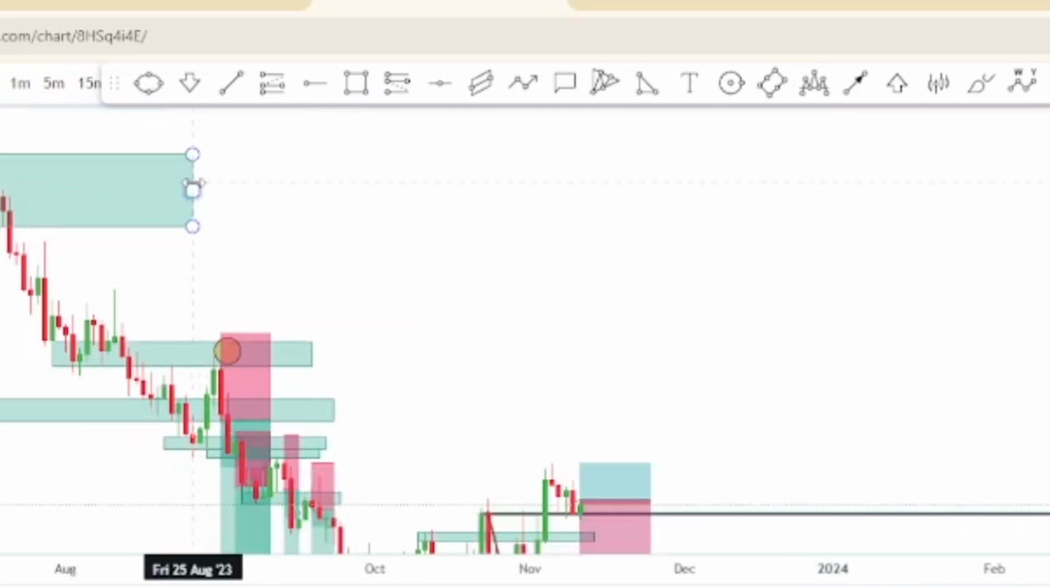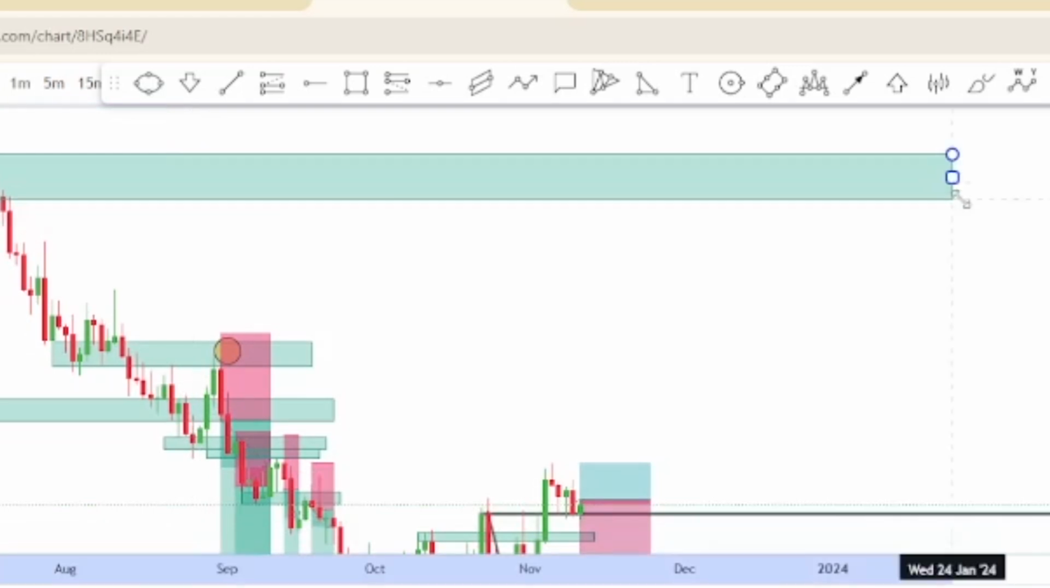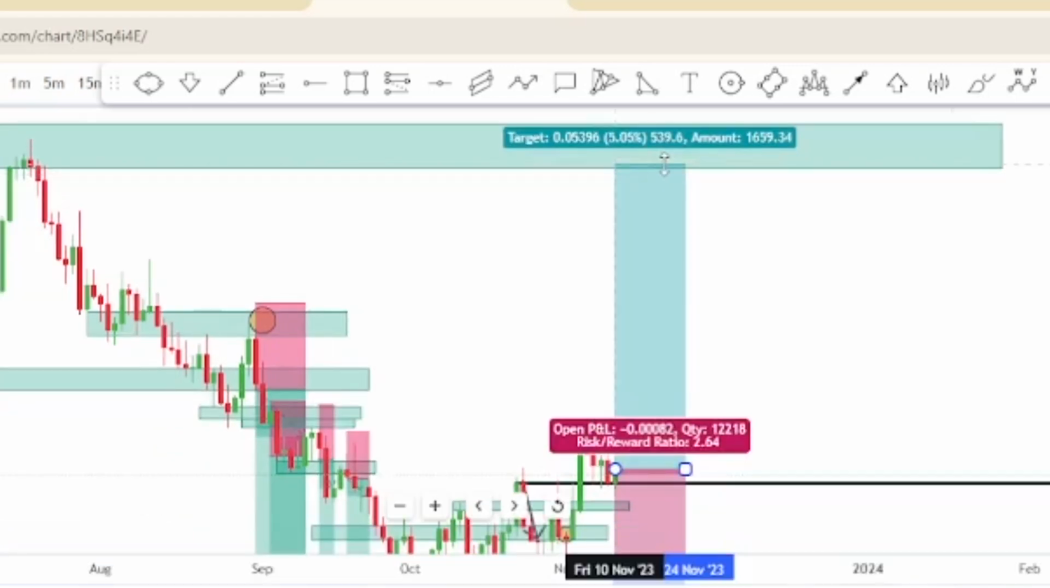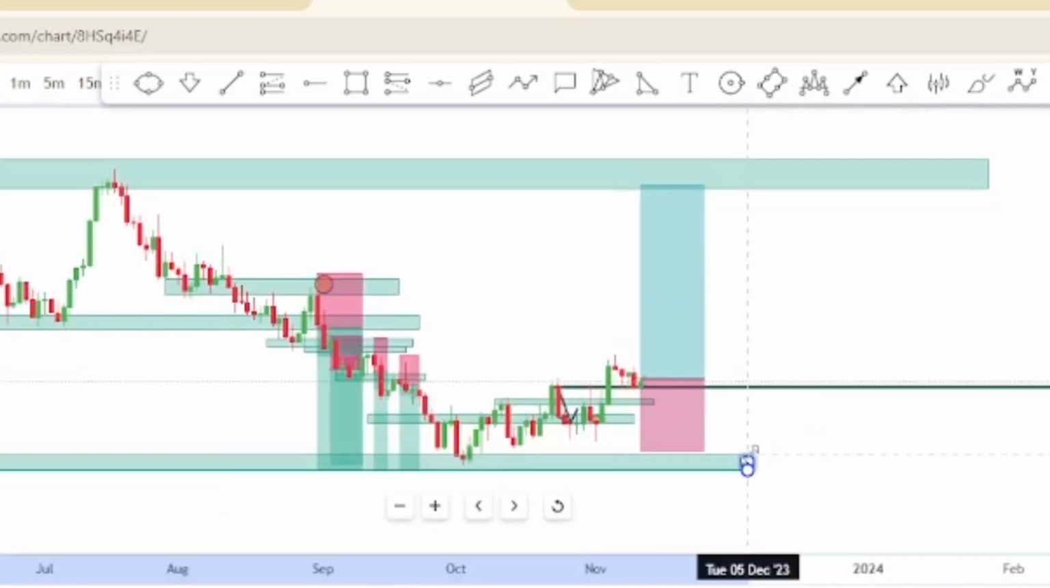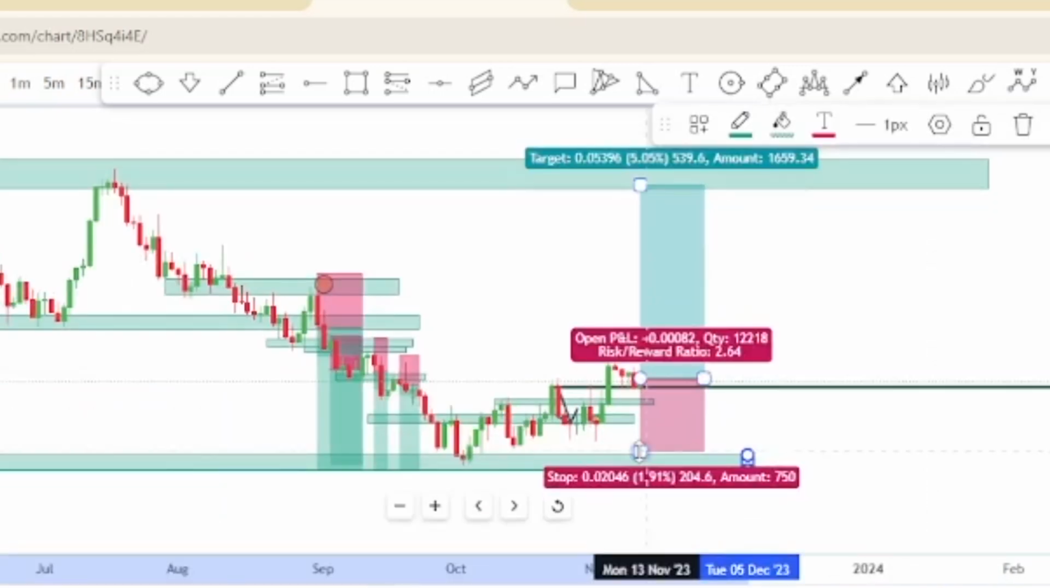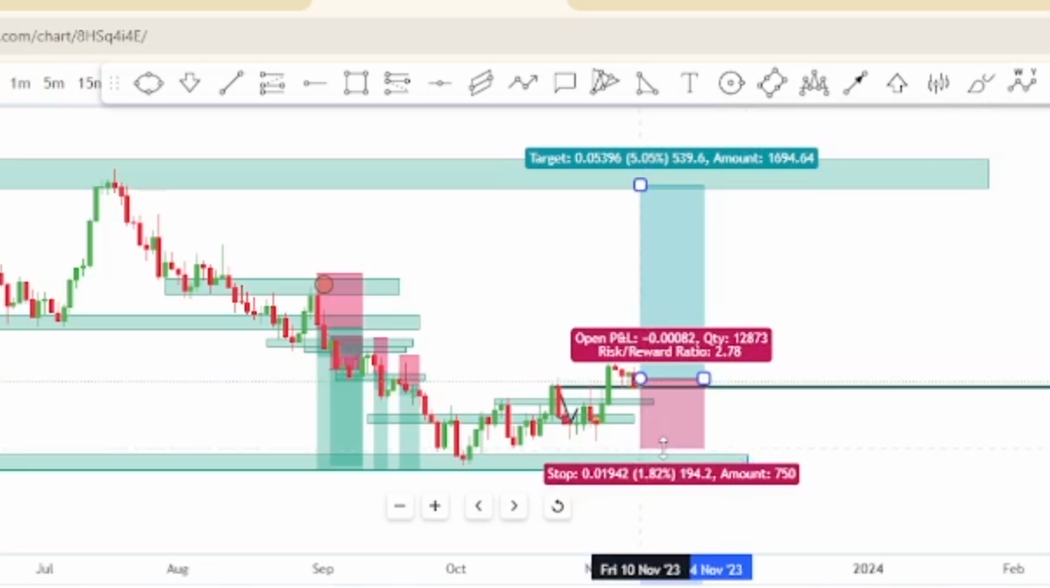Okay, so this is our target. We are targeting from this area. So let's see if our profit is bigger. Okay, so now we are standing well. This is our profit from this area. So we are expecting the market to move up.